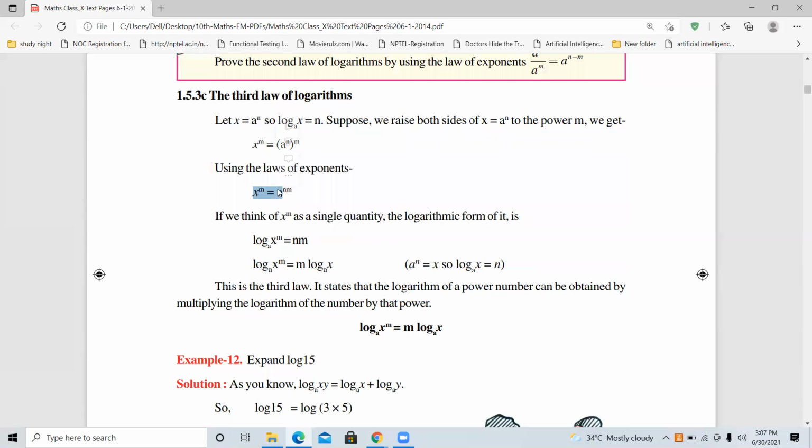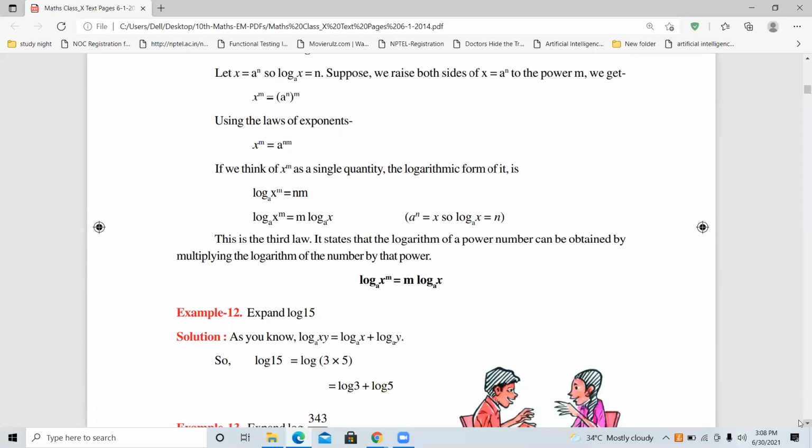Now, writing the logarithmic form for this: log of x power m base a equal to nm, and we are substituting the value of n in this equation. When we substitute the value of n equal to log of x base a here, we will get log of x power m base a equal to m log of x base a. In this way, we can prove the third law of logarithm, and we should remember the conclusion that log of x power m base a equal to m log of x base a.